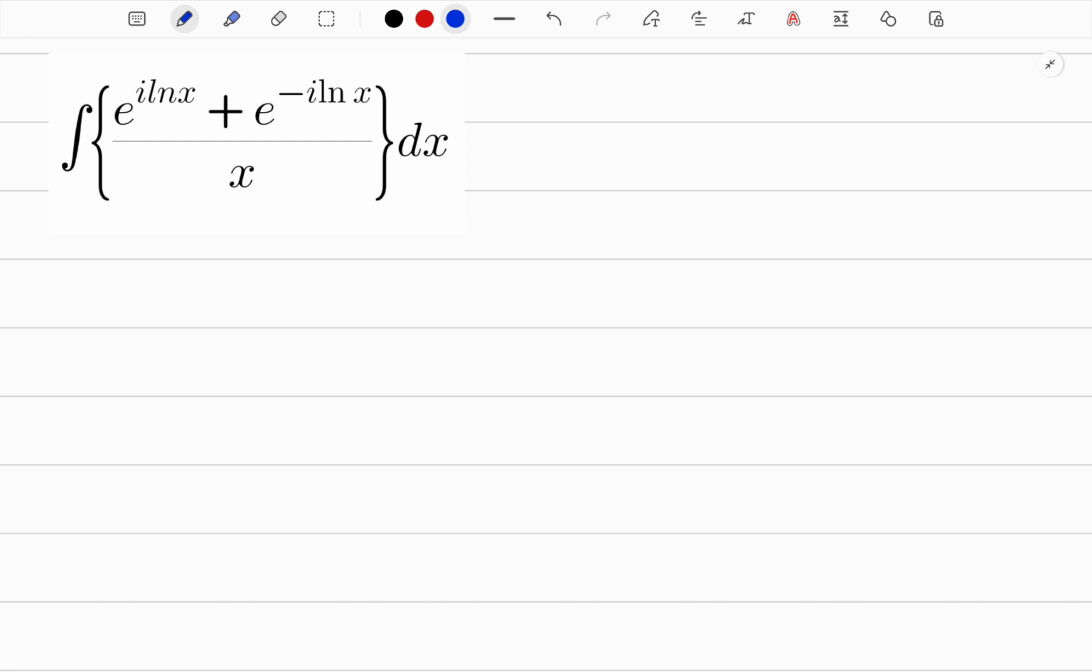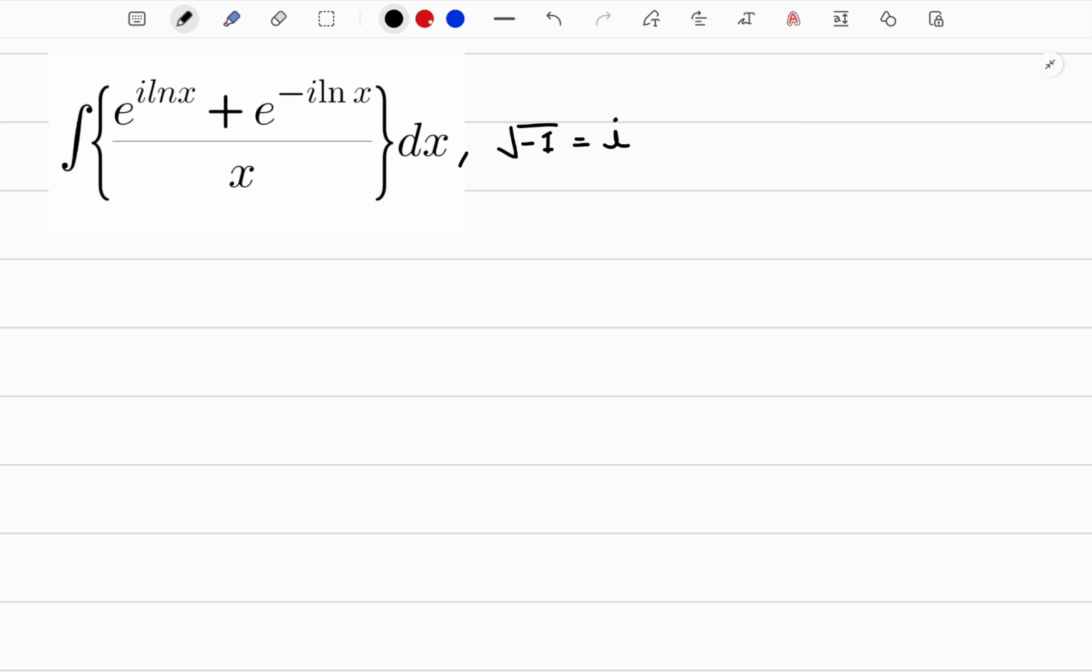So here we need to find the integration of (e raised to i ln x plus e raised to minus i ln x) upon x dx. I have to add one thing here: root minus 1 equal to i. So basically i is a complex number, right?